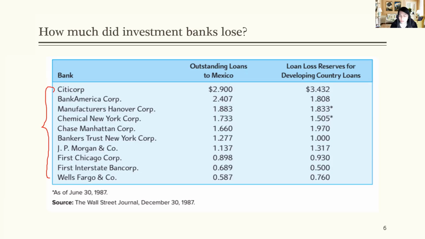So as an illustration, normally banks will have a loan loss reserve, right? So this is how much they put aside for the worst scenarios when borrowers default on them. So for Citicorp, for example, their total loss reserve was 3.4 something billion. And the debt to Mexico alone was about 2.9 billion. Okay, so that's probably about 70% of their total reserve. So this is how severe the crisis was for the banks that were involved. Okay.